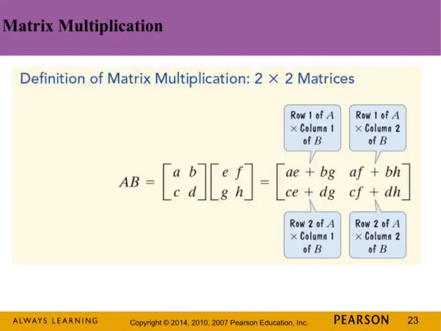So now we've seen adding and subtracting matrices. So now we want to look at multiplying matrices. So if we say the matrix A times the matrix B, we always say the row times the column. So the first row of matrix A times the first column of matrix B. So AE plus BG, right? We always do the row times the column, row times the column, okay?